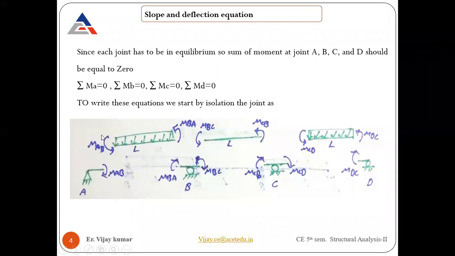So MAB is acting anti-clockwise, you need to put it clockwise here. Fine. Similarly, opposite to this and opposite to this, and similar for the others also. So that's how you can represent the joint moments. These are the joint moments. Ultimately, now we have to write the equilibrium equation for each and every joint. So let's see how we can do that.